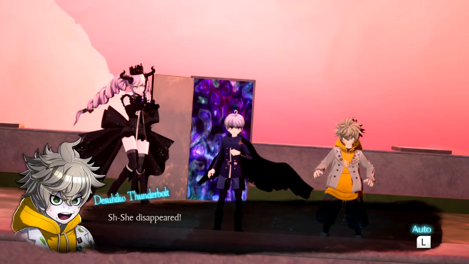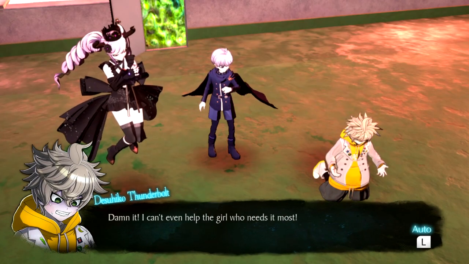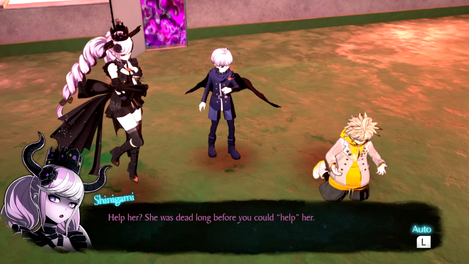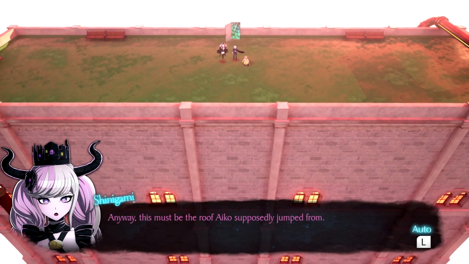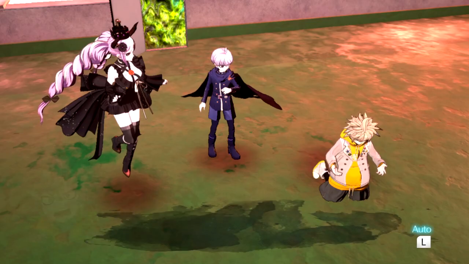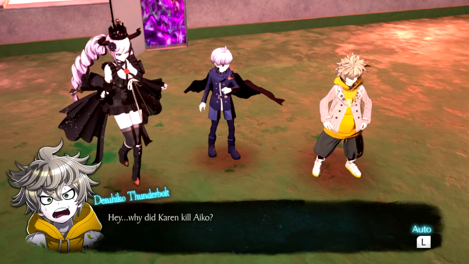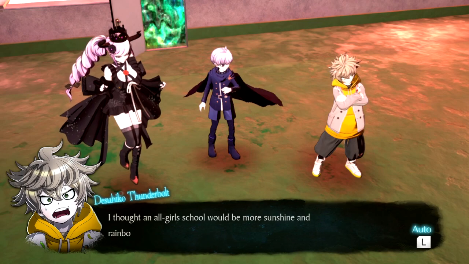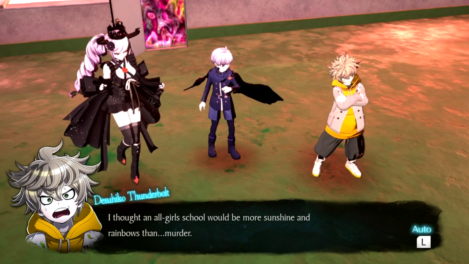She disappeared! Damn it! I can't even help the girl who needs it most! Help her? She was dead long before you could help her. Anyway, this must be the roof Aiko supposedly jumped from. Hey, why did Karen kill Aiko? I thought an all-girls school would be more sunshine and rainbows than... Murder. You haven't been to many all-girls schools.